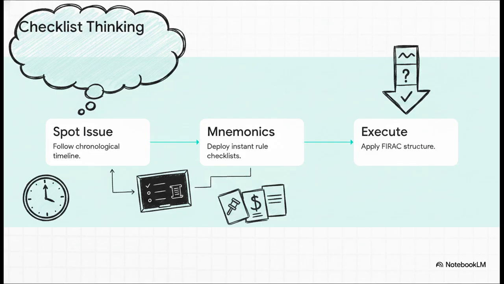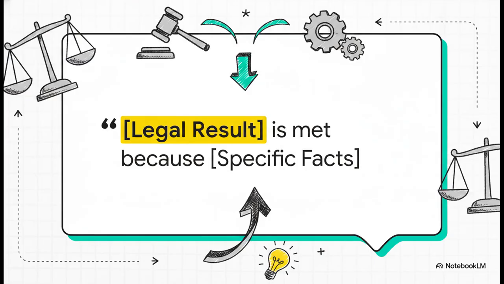Step 1, spot the issue by simply walking down that chronological timeline we built. Step 2, deploy your mnemonic checklist so you can generate your rule statements instantly. So for example, if the issue is an offer, you immediately write down your checklist. Intent plus definite terms plus communication. Boom. Step 3, execute the IRAC structure. Facts, issue, rule, application, and conclusion. Keep it tight, keep it moving. Let's move on and see how this builds your actual application section.